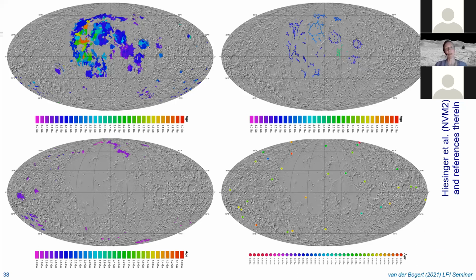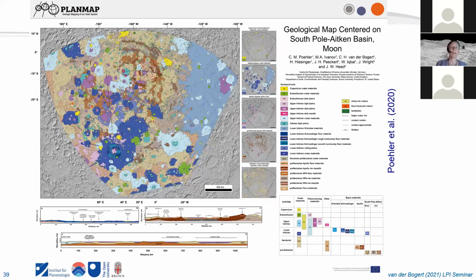Another way, besides just looking at global distributions of ages, that we can leverage all of these counts that we've done is to apply them to setting absolute timescales for geologic maps. And this is just an amazing map that one of our PhD students has finished, and we're working on the manuscript. It's a map of South Pole Aitken Basin, extending from the South Pole also over to Oriental Basin, since Oriental influences this region so greatly.